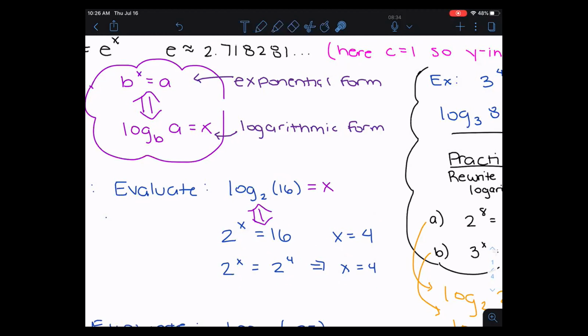Any questions on that? So you can just set this equal to x. Say 2 to what exponent gives me 16? So 2 to the 4th power gives me 16, so x has to be equal to 4.